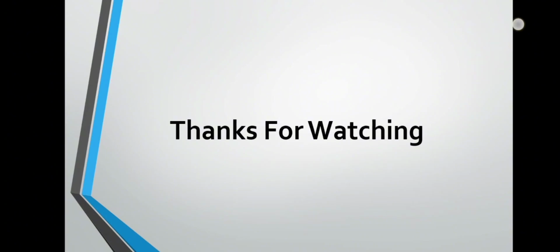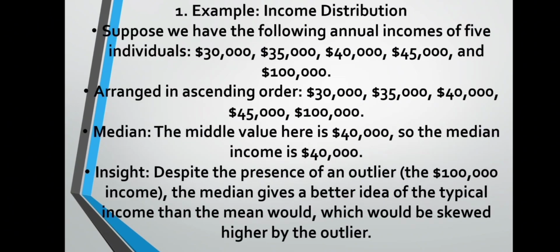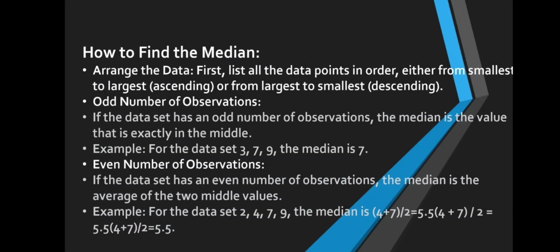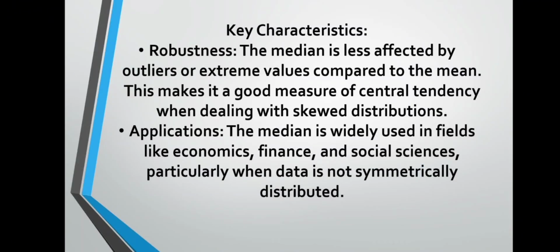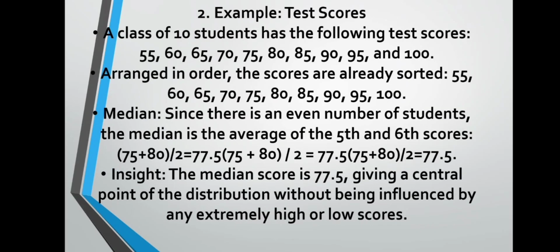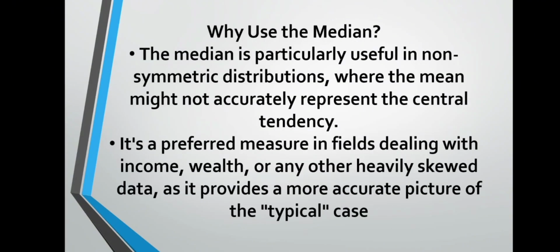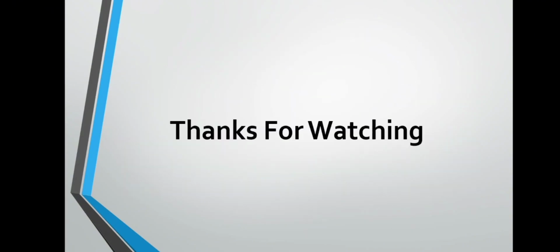So that's it about today's class. But before ending the class, let's review what we learned today. At first we learned what is median and how to find the median. Then we learned key characteristics of the median. Then we learned examples of median. The first example was income distribution, the second example was test scores, and the third example was the visual example. Then we learned the importance of median.